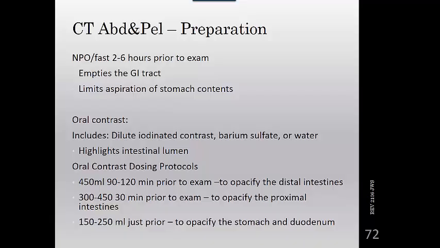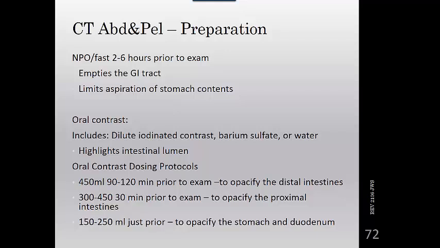Different dosing protocols include the 450 milliliters 90 to 120 minutes prior to the exam to opacify the distal intestines, 300 to 450 30 minutes prior to the exam to opacify the proximal intestines, and then 150 to 250 milliliters just prior to the exam to opacify the stomach and duodenum.